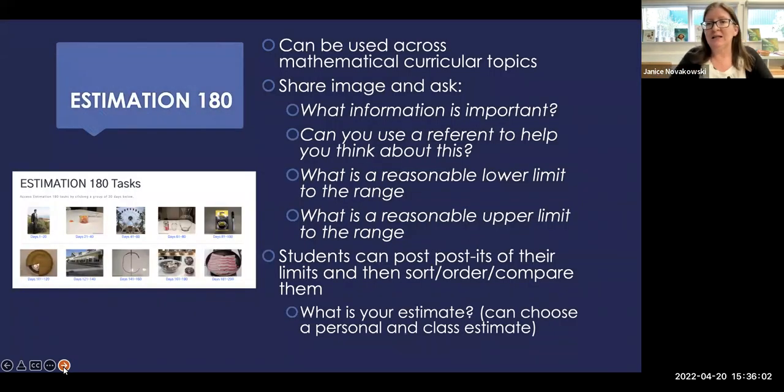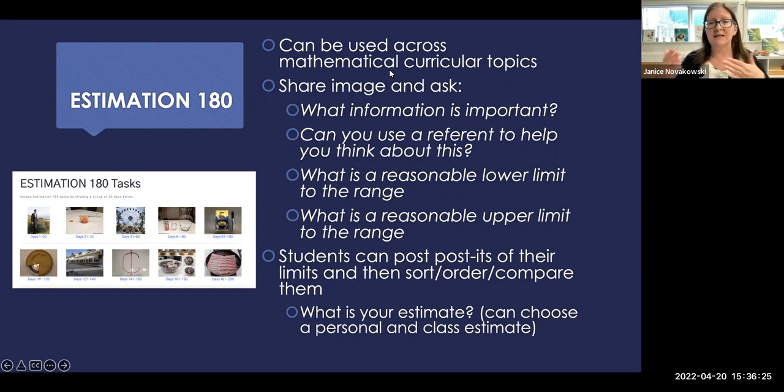So estimation 180 can again be used across different mathematical curricular topics around quantity, around height or length, around how much something weighs. I'll share some that involve coins. They're American coins, but we could take new pictures and use Canadian coins. So sort of to connect to financial literacy, and that understanding of value also comes into play.